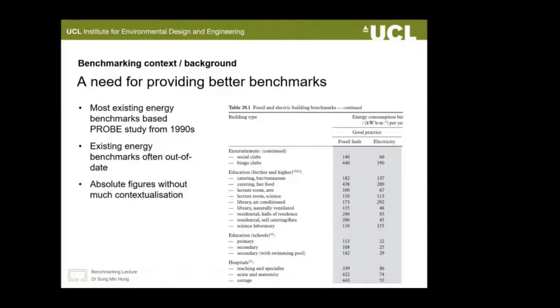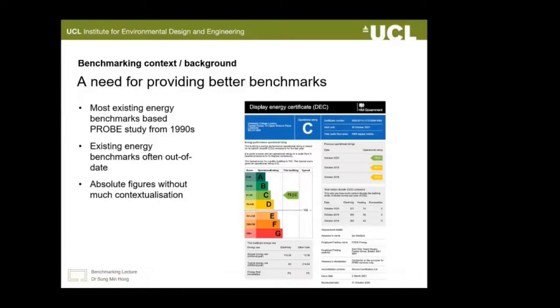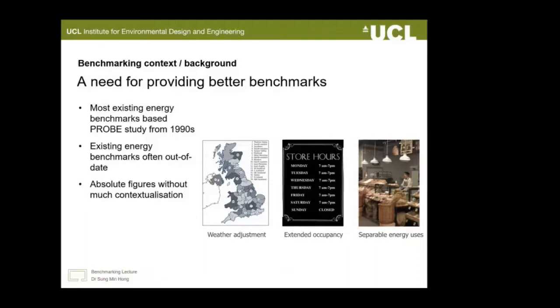Also, existing benchmarks tended to be absolute in terms of figures, not being able to be adjusted for any individual circumstances of buildings that determine the demand for energy. It was only through the DEC scheme that benchmarks could be adjusted for a small number of parameters, which in this case are weather adjustment, extended occupancy, and allowing for separable energy uses to be deducted from the calculation process, to reflect varying demand for energy based on these parameters.